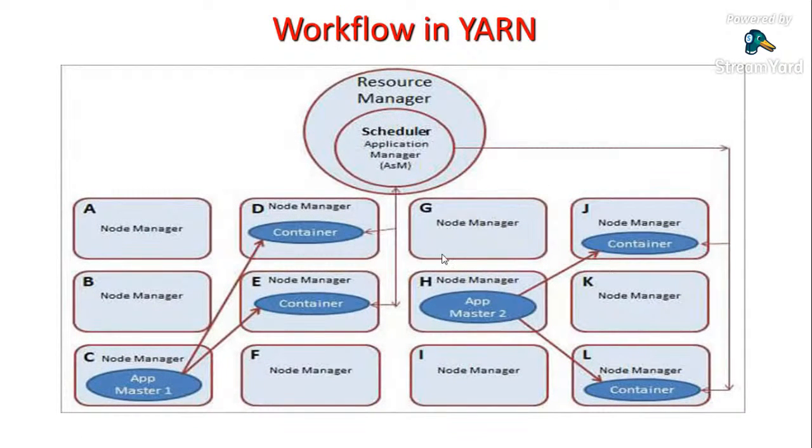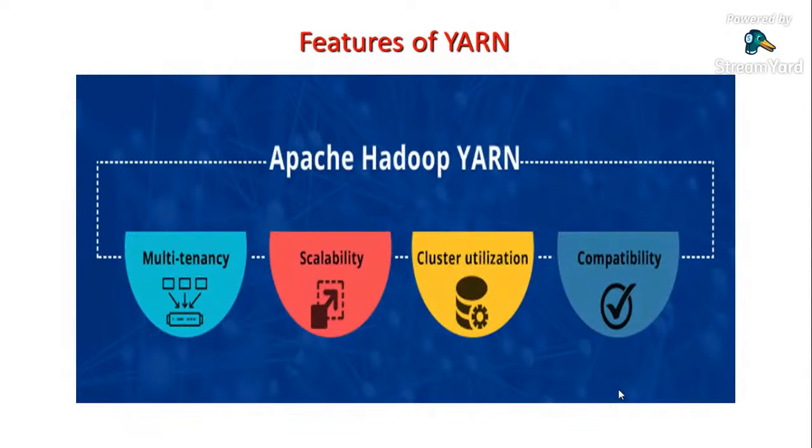Then this workflow is carried out by means of a simple example. We have the resource manager, scheduler, application master, and containers. There are various containers and application masters available, based on the node managers. From each node manager, there are various containers and application masters available to execute the jobs. This is the simple example of the Yarn workflow. Now we come to the discussion of the features of Yarn. What features are available in Yarn?